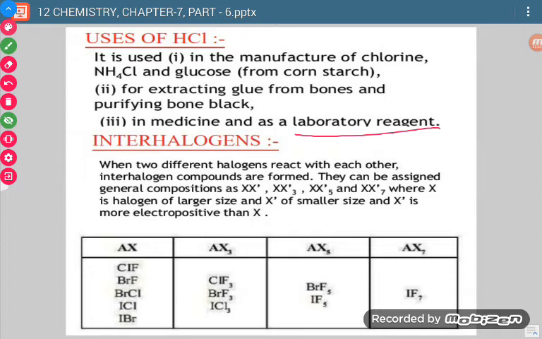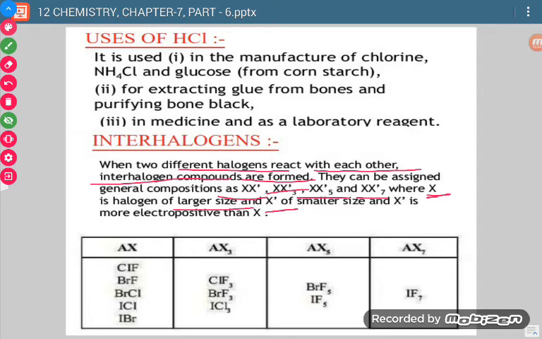Now we come to an important topic: interhalogens. Just now we discussed that these are compounds formed by the combination of halogens. When two different halogens react with each other, interhalogen compounds are formed. They can be assigned general compositions as XX', XX3', XX5', XX7'. Whatever is in less amount will be the larger sized halogen, and whatever is in more amount will be the smaller sized halogen.